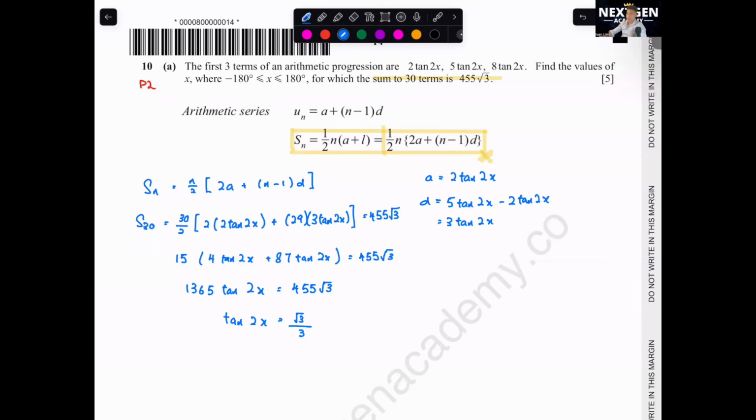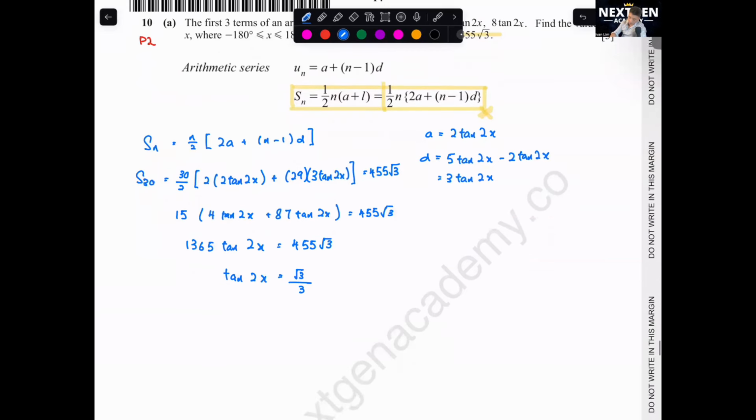All right. Okay, from here, we want to solve tangent 2x equals root 3 over 3, and our domain for x is from negative 180 to 180. Okay, so this one now is trigo. So go back to your trigo knowledge. We have to find our base angle, alpha, inverse tangent root 3 over 3.